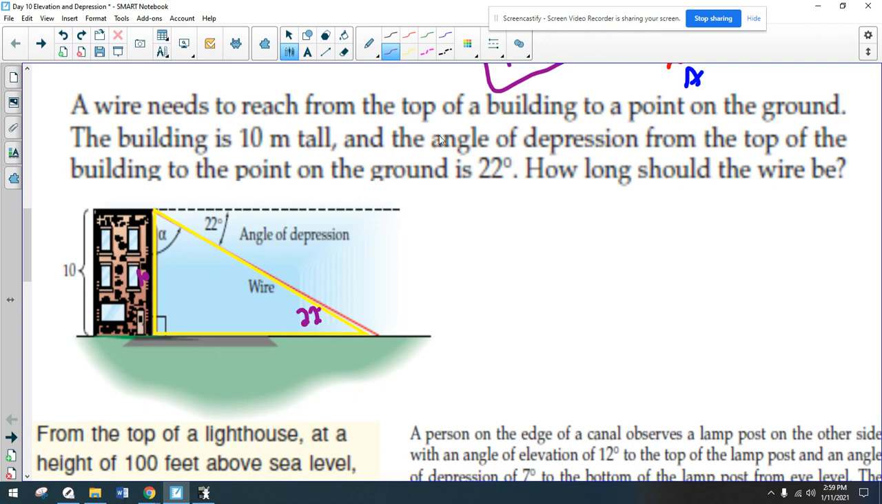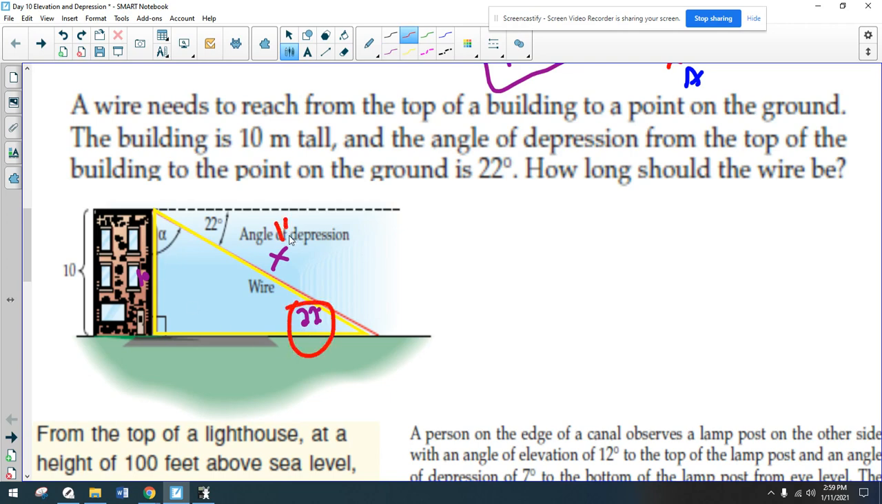So now it says, how long should the wire be? The wire, they said, reaches from the top of the building to a point on the ground. So they're asking you for this side. Okay, that's all you have to figure out. So make your triangle just like this every time. Label the angle they give you, and then you just have to figure out what two sides are what. That's the only thing you really need to do. The rest is just the stuff we've been doing all week.